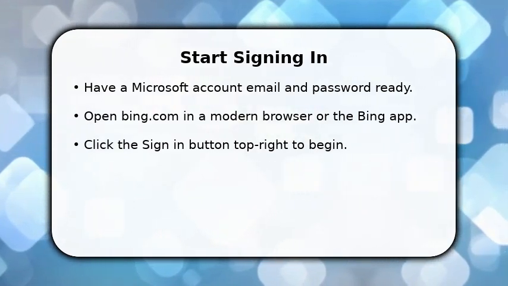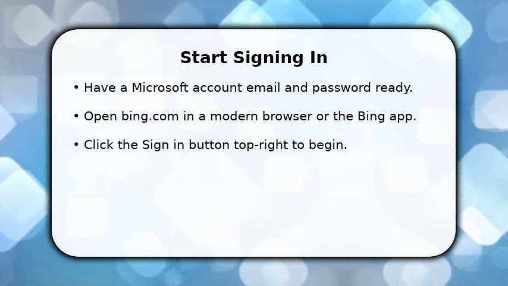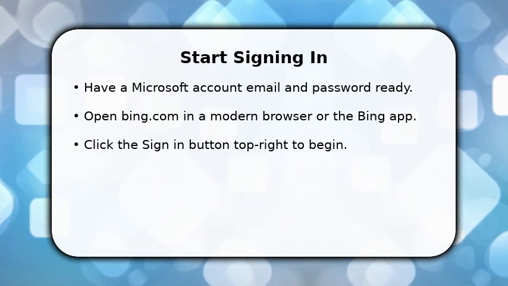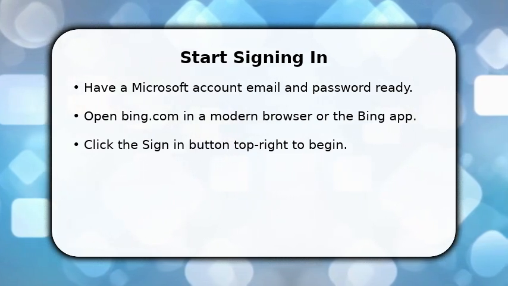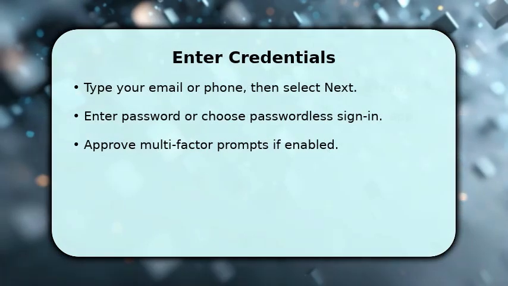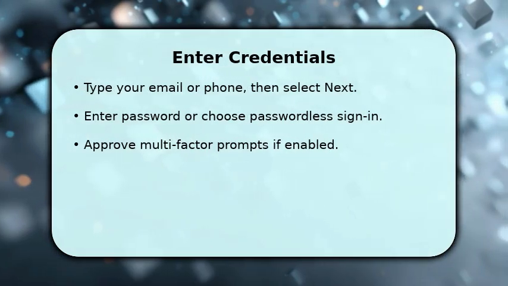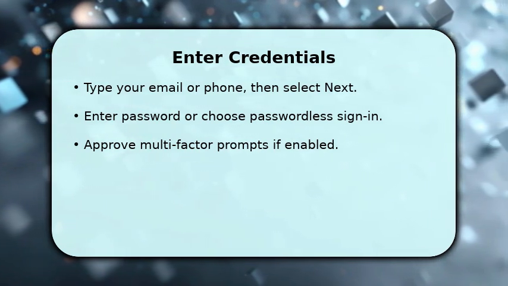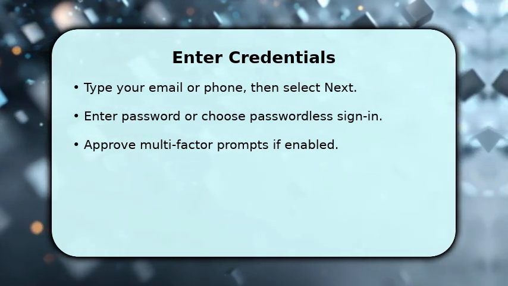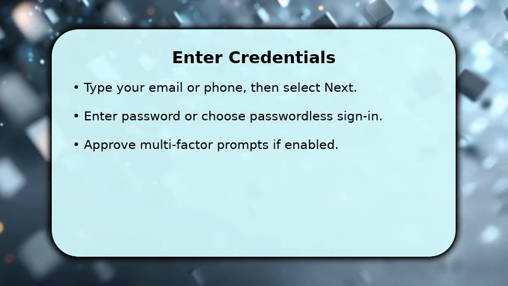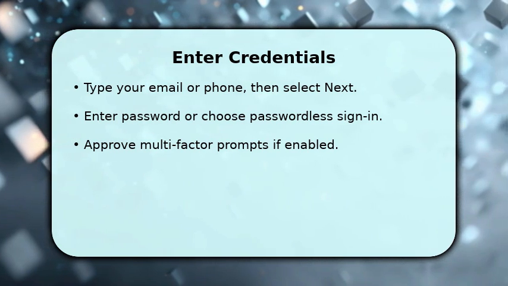Make sure you use a current browser and a stable internet connection, so the authentication page loads cleanly and securely. Now enter your account identifier and press Next, then type your password. If you prefer, choose passwordless sign-in like a security key or Microsoft Authenticator. That reduces phishing risk. When prompted for multi-factor authentication, open your Authenticator app or confirm the text or email code. Approve the notification to continue.